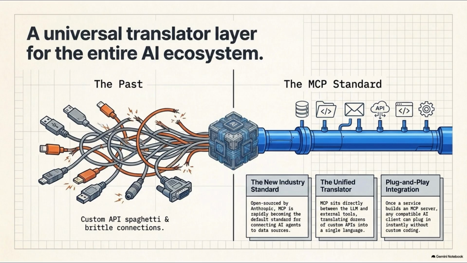It replaces custom API spaghetti and brittle connections with a universal translator layer for the entire AI ecosystem. Open-sourced by Anthropic, MCP is rapidly becoming the industry standard. Instead of writing custom adapters for every single combination of AI model and data source, developers now build to a single protocol. MCP sits directly between the LLM and your external tools, translating dozens of different APIs into a single unified language. Once a service builds an MCP server to expose its data, any compatible AI client can plug into it instantly with zero custom coding. It is true plug-and-play integration for artificial intelligence.